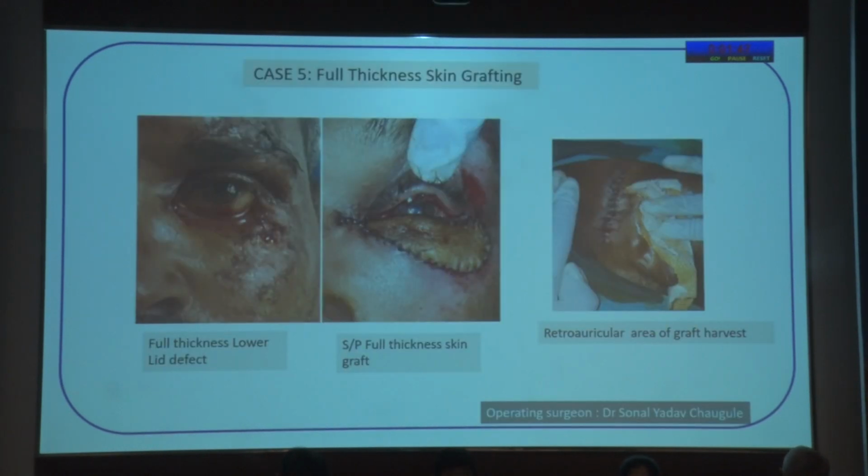This patient was full thickness. Patient had a full thickness lower lid defect post-trauma. The posterior lamina was recreated by a Hughes flap, and the anterior by a full thickness skin graft harvested from the retroauricular area.